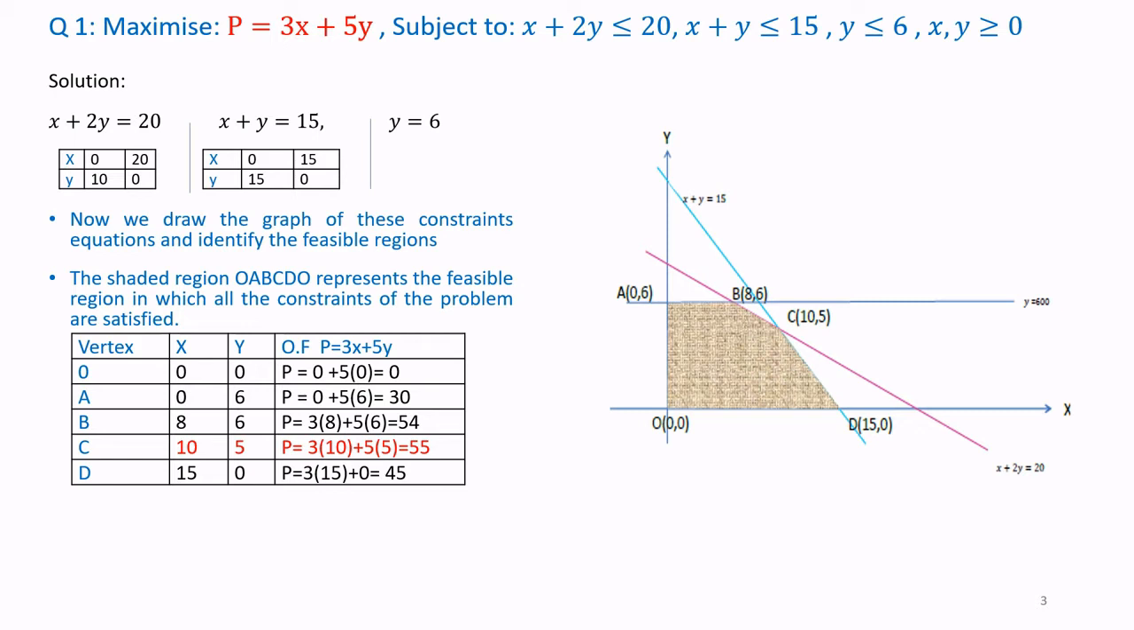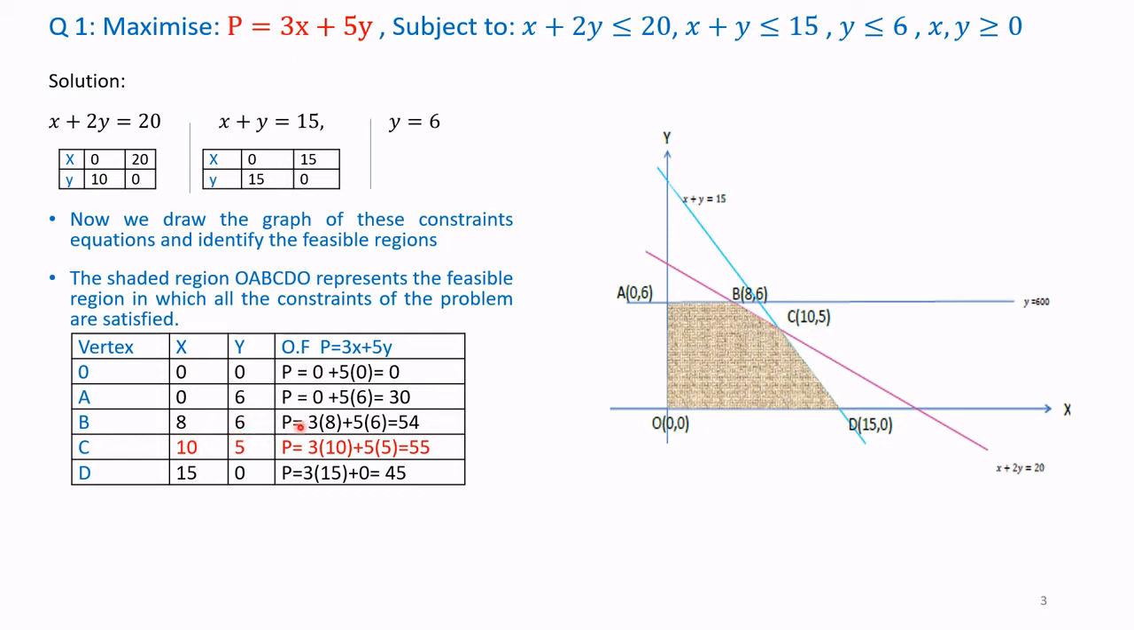When both x and y are 0, you put x is equal to 0 in this equation and y is equal to 0. You will get 3 into 0 plus 5 into 0 is 0. So therefore P is 0 at the origin. Next we will take up vertex A. At vertex A, we have the coordinates x is equal to 0 and y is equal to 6. Therefore, P will be equal to 3 into 0 plus 5 into 6, that is equal to 30. 5 into 6 is 30.